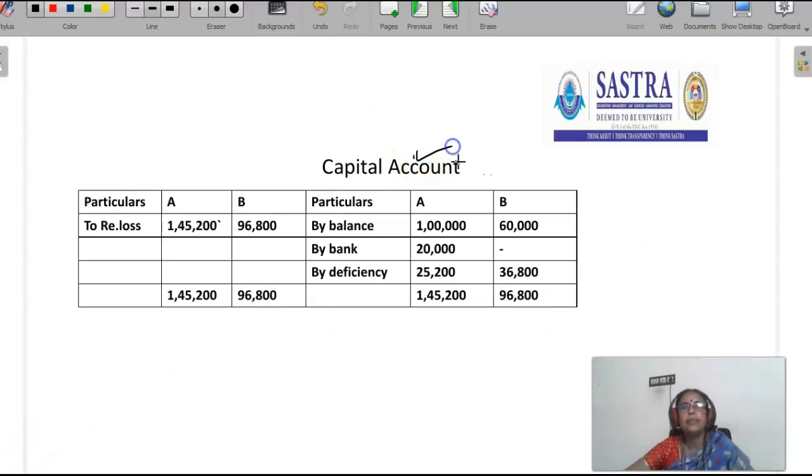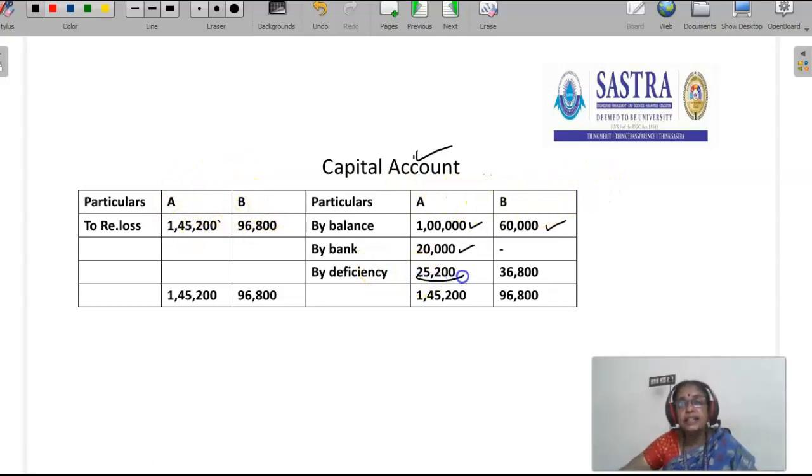The next account we have to prepare is the capital account. By balance, A's capital account is 1 lakh, B's capital account is 60,000 rupees. Then by cash account, A's capital account 20,000: A brings out of his private assets 20,000 rupees. B had no surplus. Then the realization loss is transferred to the partners' capital accounts, 1,45,200 and 96,800. Here we cannot follow the Garner versus Murray rule because no partner is solvent in this case. Both A and B are insolvent.